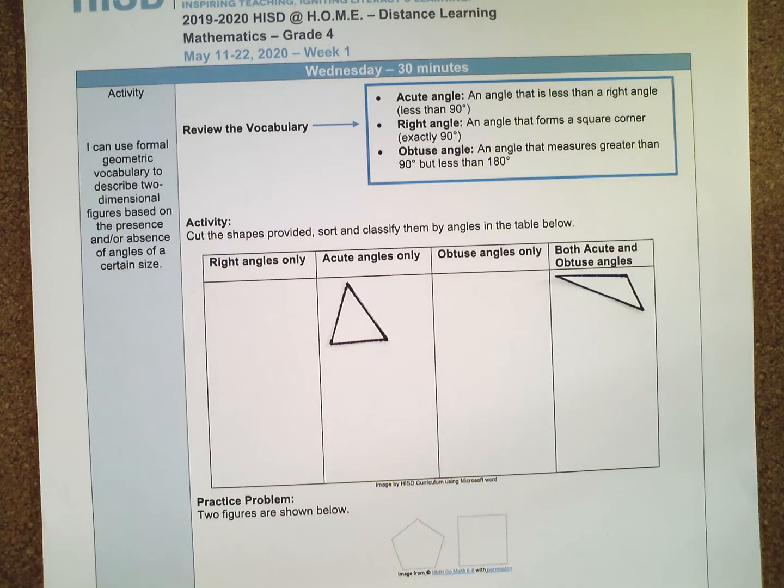So remember, a triangle always has at least two acute angles. It's the third angle that names the triangle. If it's acute, then it's an acute triangle. If it's obtuse, it's an obtuse triangle. And if it's right, it's a right triangle.